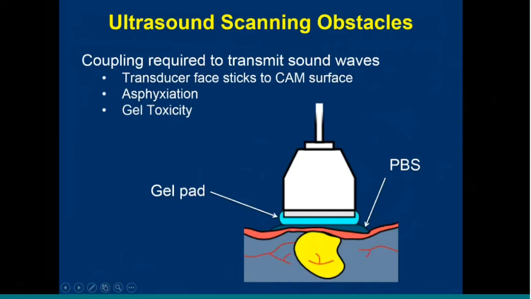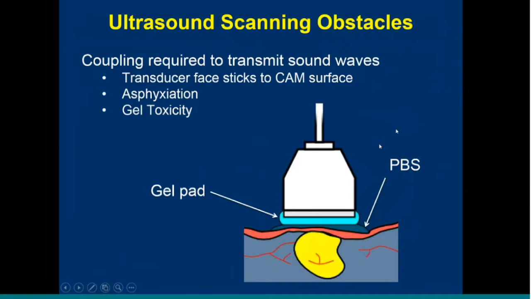The next step in this workaround is to apply just three or four drops of PBS on the surface of the tumor. This provides a bit of lubrication for the gel and ensures that the gel is not directly contacting the CAM. You then very lightly couple the transducer to the PBS, and it produces almost a meniscus effect where it suctions to the gel. You move it back and forth to lubricate the area. It allows the transducer to glide without dragging the CAM.